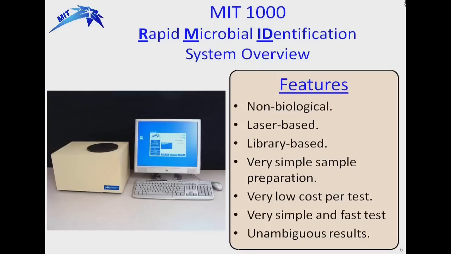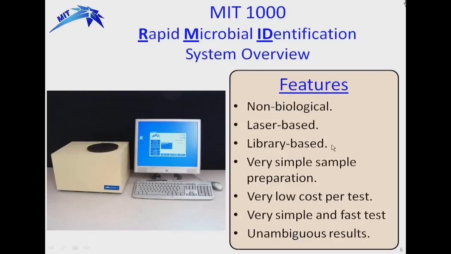Hello and welcome. I'll begin by talking about the features that discriminate the MIT-1000 RMID system from other microbial identification methods. You will see most of these features discussed and demonstrated in this presentation. The MIT-1000 technology does not rely on biological cues. Consequently, chemicals, reagents, or species-specific dyes are not used at any time. The system identifies by measuring laser light scattered off individual microbial cells. The laser is the same as used in standard green laser pointers. However, the laser intensity is 10 to 15 times brighter.